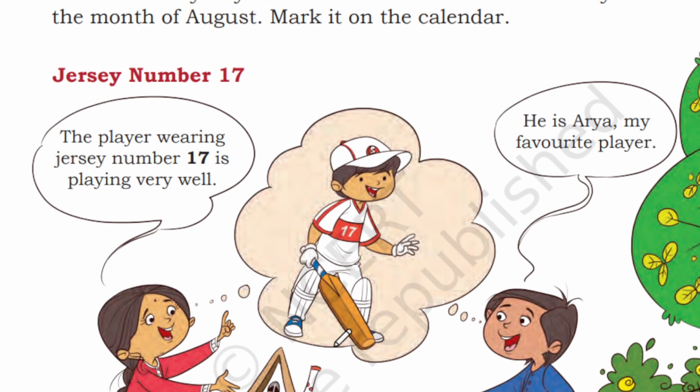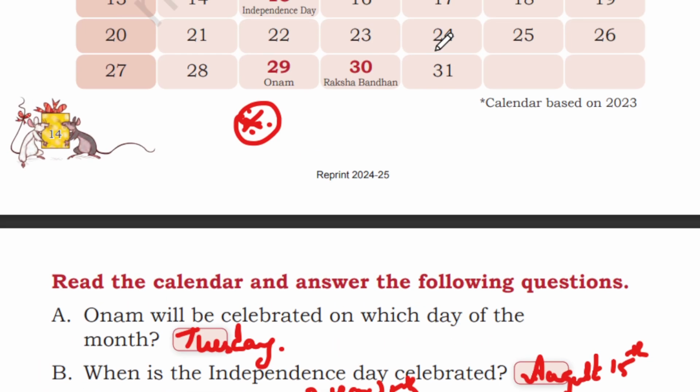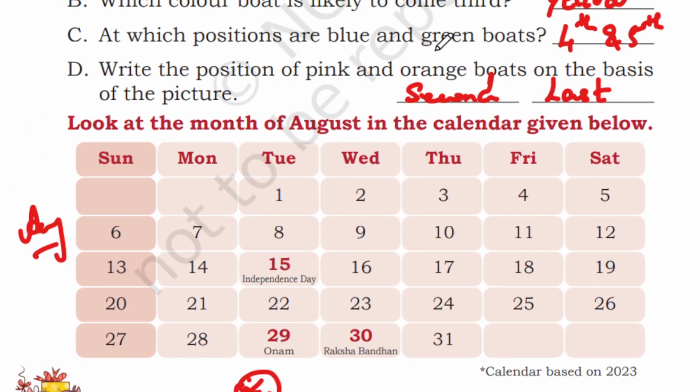The next one. Find out if any of your friends celebrate their birthday in the month of August and mark it on the calendar. This is the second question I'm asking. If any of your friends is celebrating a birthday, you can mark it on this calendar. For example, if your friend Sanjay is celebrating a birthday on August 7th, you can mark a circle and write his name and his birthday. Okay.